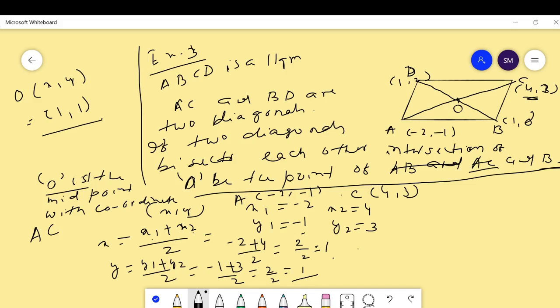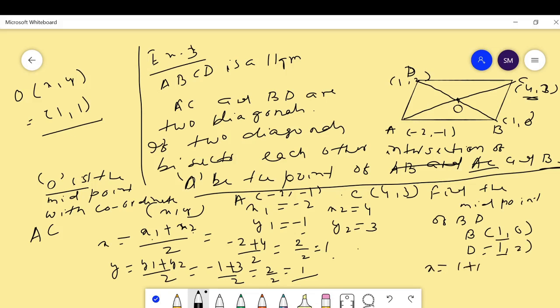Then find out the midpoint of BD. B with coordinate 1, 0 and D with coordinate 1 and 2. Here x is equal to (x1 plus x2) upon 2, 1 plus 1 upon 2, 2 upon 2 equal to 1. And y is equal to (y1 plus y2) upon 2, 0 plus 2 upon 2, which equals 1. Yes, the midpoint of BD is with coordinate 1 and 1.